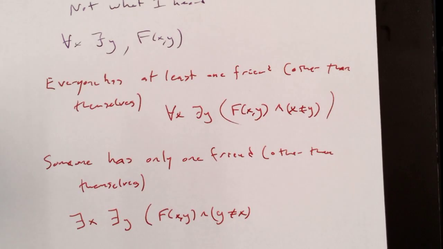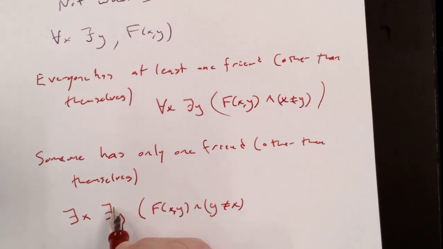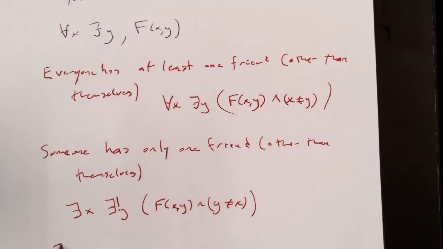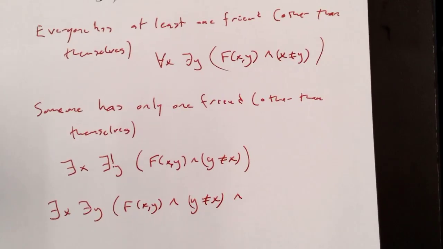I didn't put a uniqueness in there. I could use the exclamation point here, right? If I said this, then there's only one Y that fits the bill. Yes, but I'm not sure I like that. Let's see if we can do it without the exclamation point. So how do I say and that's the only one? Huh.